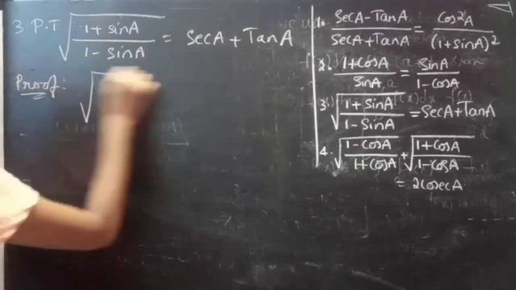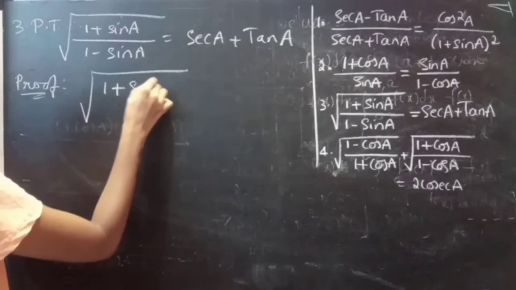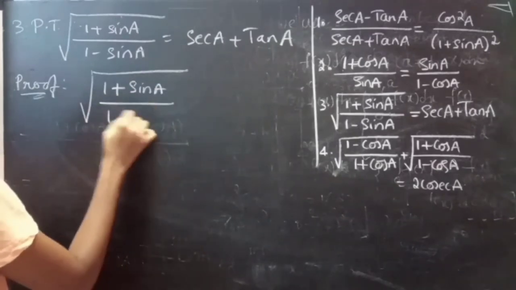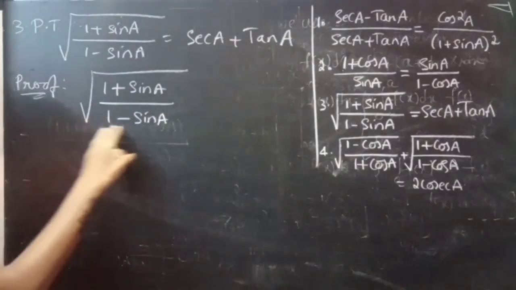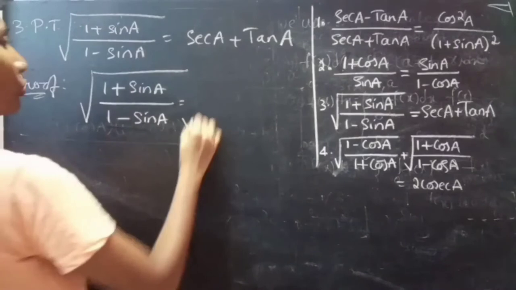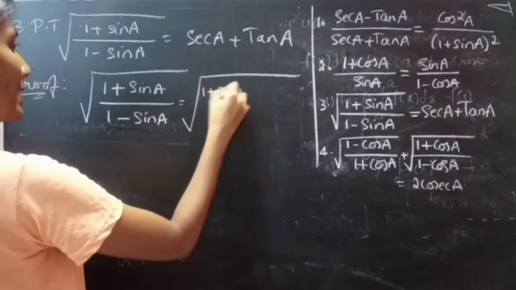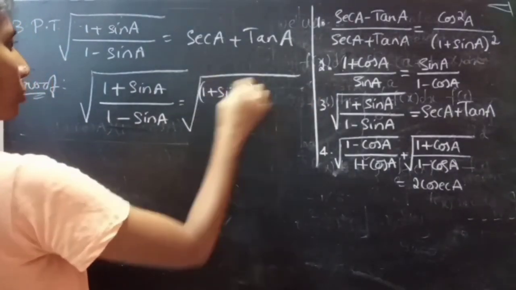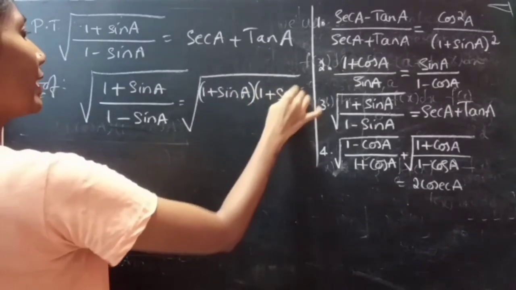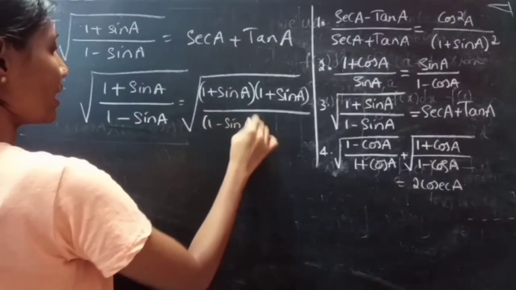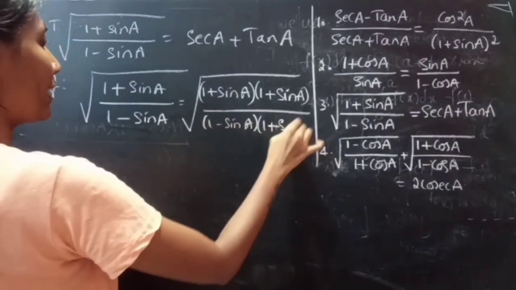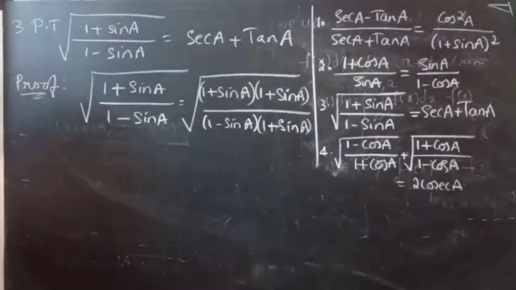So consider the LHS part. Root of (1 plus sin A) by (1 minus sin A). Now we are going to rationalize the denominator. So this equals root over (1 plus sin A) into (1 plus sin A) divided by (1 minus sin A) into (1 plus sin A). In order to rationalize the denominator, we have multiplied and divided by 1 plus sin A.